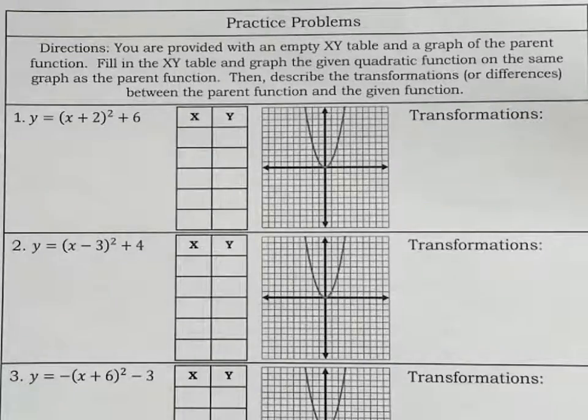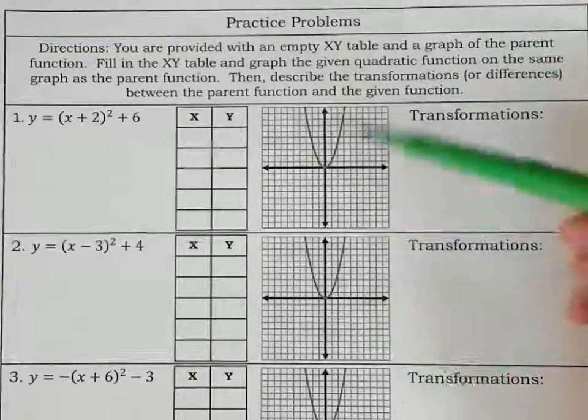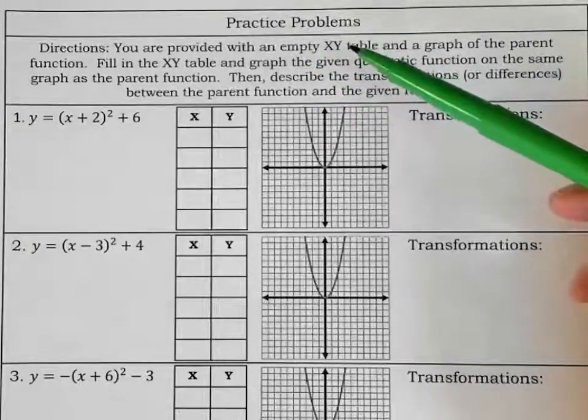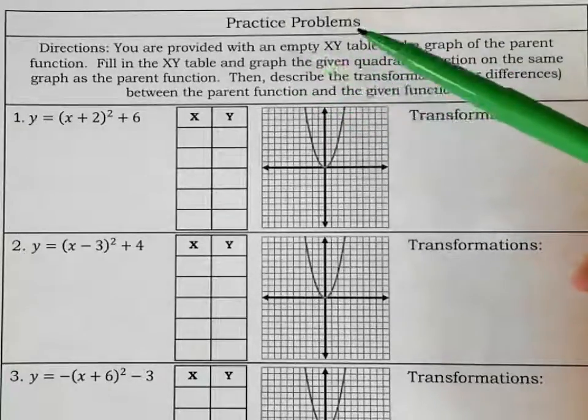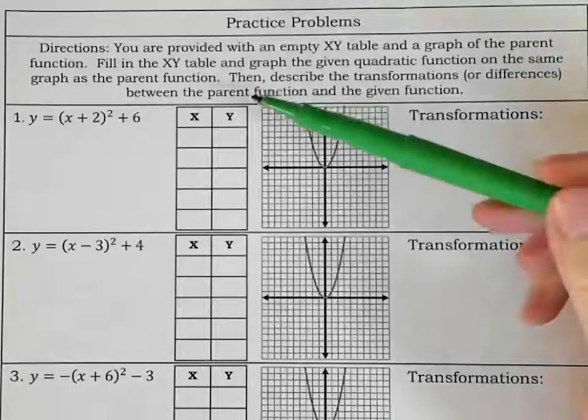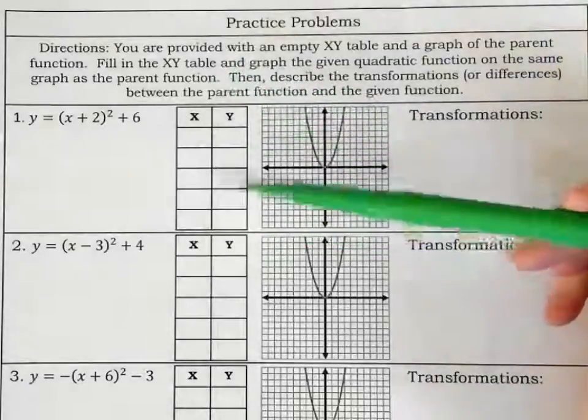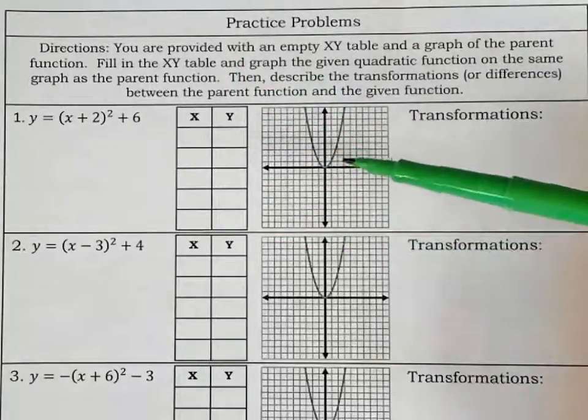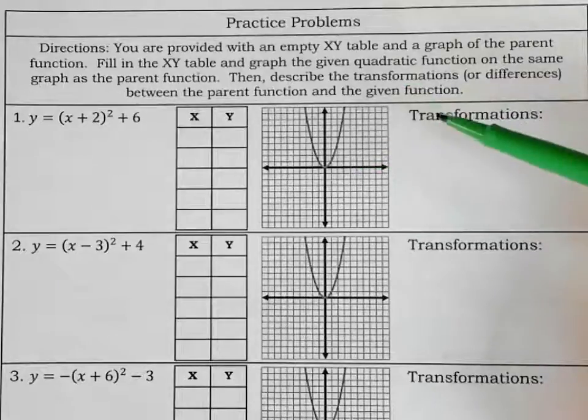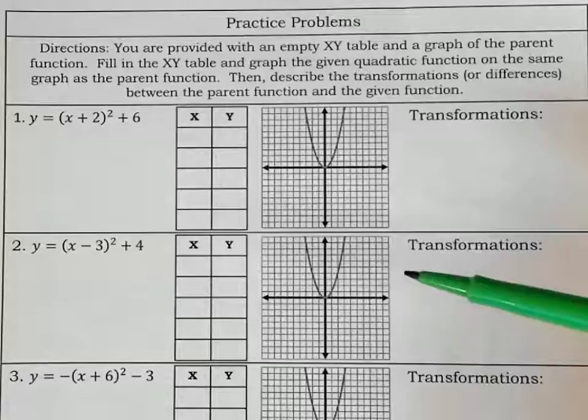Practicing transformation. In the examples we've been given, we're provided with an empty XY table and a graph of the parent function. We need to fill in the table, graph the quadratic on the same graph as the parent function, and then describe the changes or transformations between the parent function and the given function.